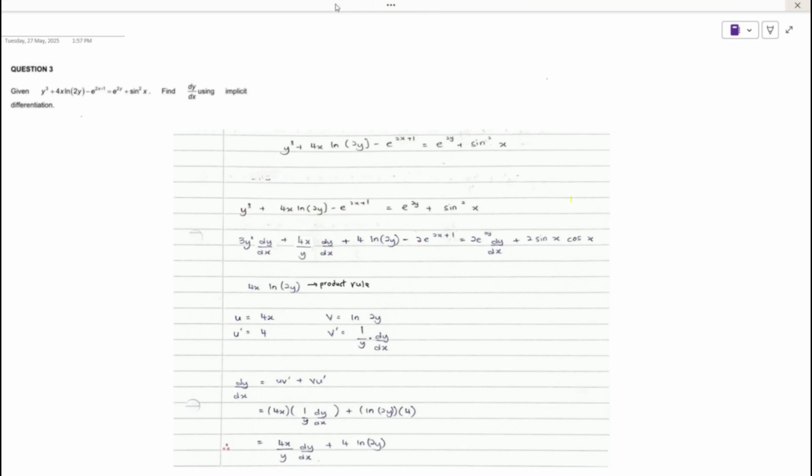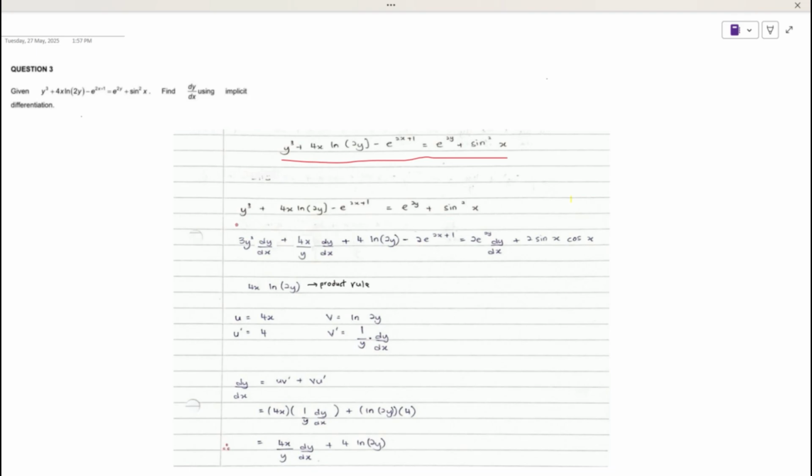So for the next question, which is question number 3, the question is: given y power of 3 plus 4x ln 2y minus exponent power of 2x plus 1 equal to exponent power of 2y plus sine power of 2x, find dy dx using implicit differentiation. So the first thing we need to do is differentiate both sides of the equation with respect to x, which is this.